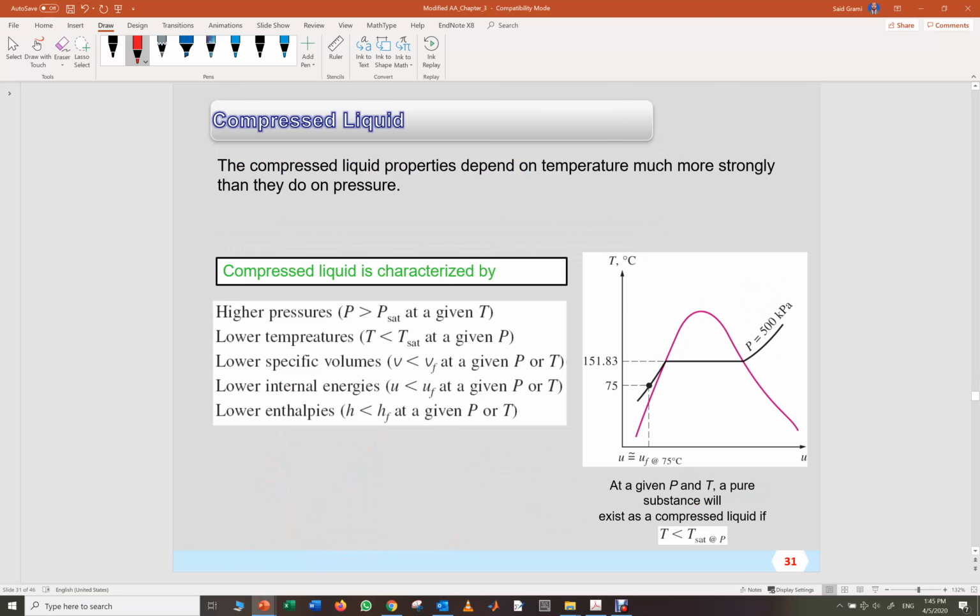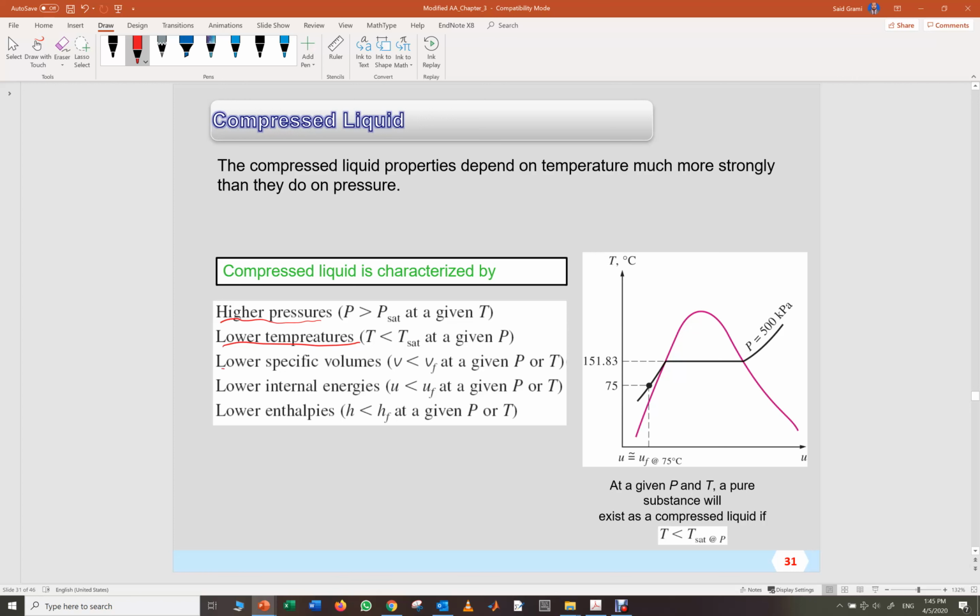Compressed liquid. The compressed liquid properties depend on temperature much more strongly than they do on compression. So compressed liquid is characterized by high pressure: P is bigger than P sat at a given temperature. It is the inverse of superheated vapor, with lower temperature: T is smaller than T sat at a given P.